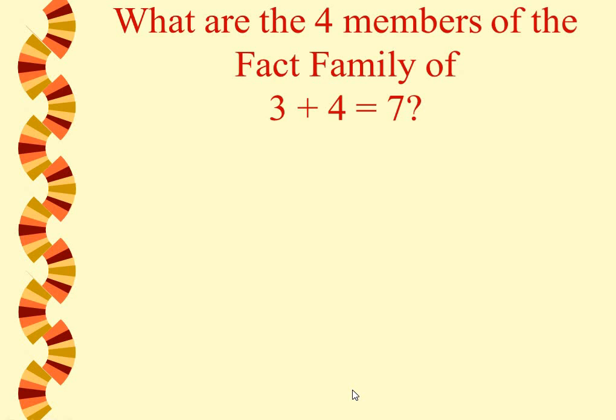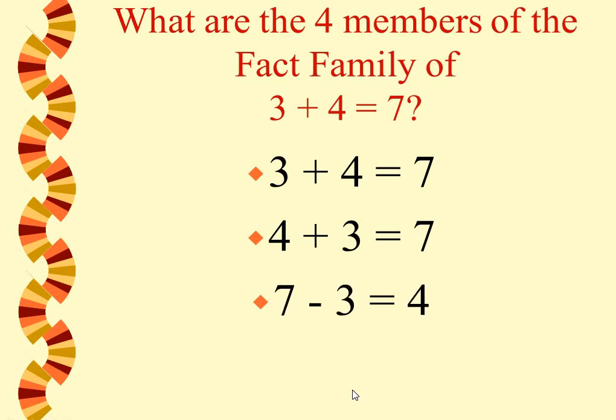So if I ask you to write the members of the fact family, the members are 3, 4, and 7. What are the 4 operations that are represented by this family? They are 3 plus 4 equals 7, and 4 plus 3 equals 7, and 7 minus 3 equals 4, and 7 minus 4 equals 3.